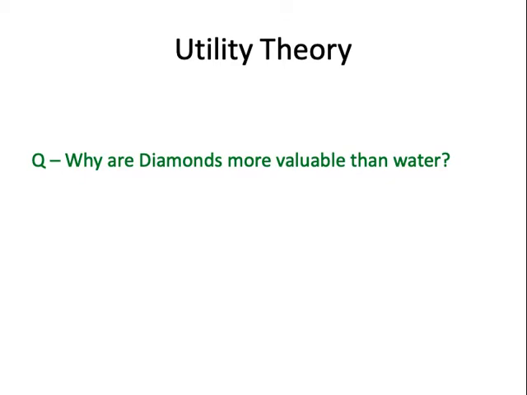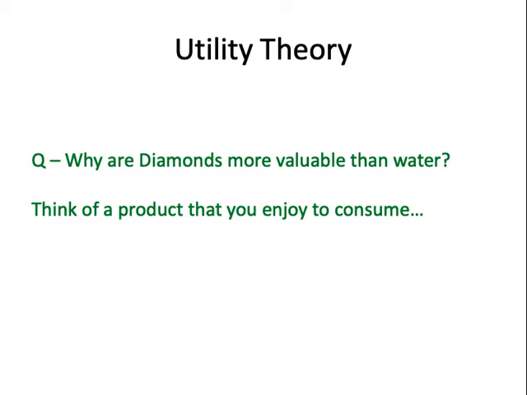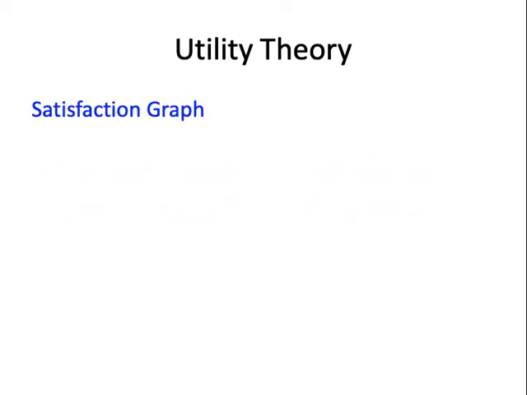And so forget about diamonds and water for now. So now think of a product that you enjoy to consume. And so for myself, I'll pick pizza because I like to eat pizza a lot. So think of your favorite food or a food that you eat a lot. It's going to be hamburgers, wings, chips, sushi, whatever it may be. So think of that product. And then on the graph right below, I want you to draw a satisfaction graph.